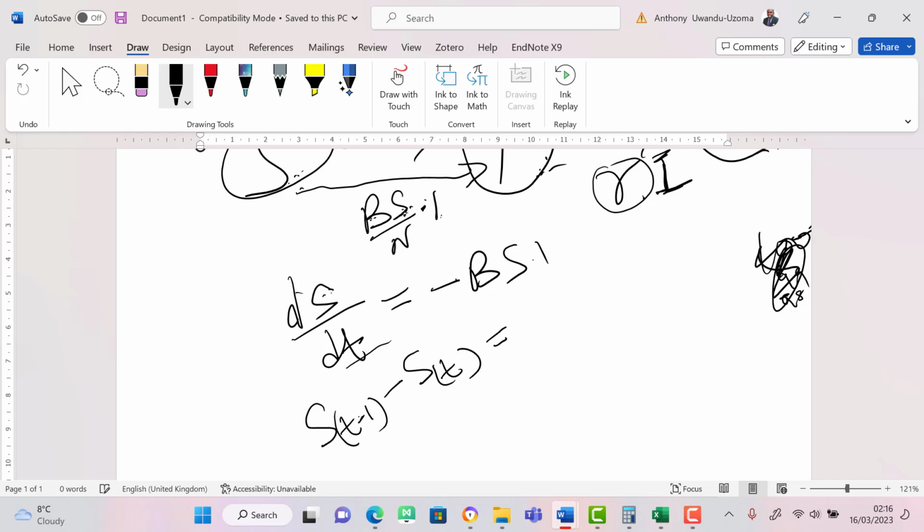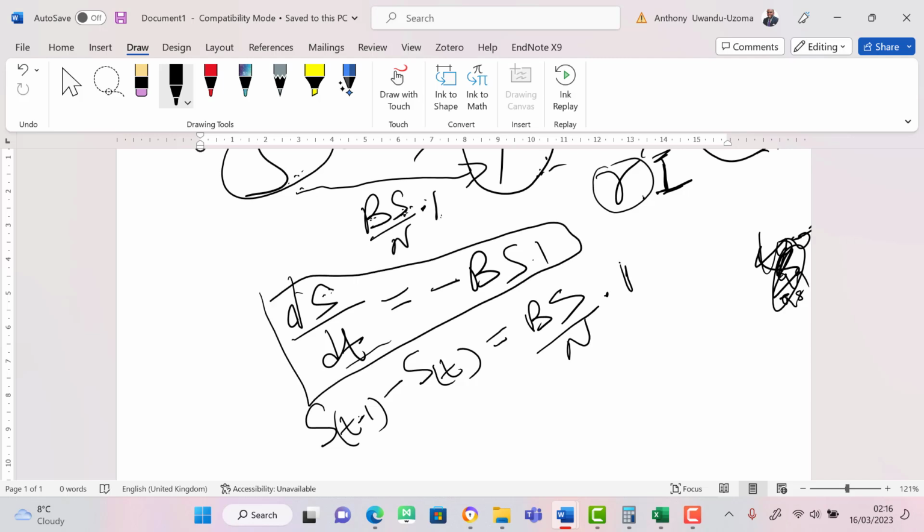You see that? I told you here, BS over N times I. So you can see that if I'm using the dS over dT, I'm not putting this N. So the N becomes irrelevant because the dS over dT is telling me it is already the rate of change. But if I'm not a mathematical person, I don't want to be bringing in all these things. You're afraid of the dS over dT.